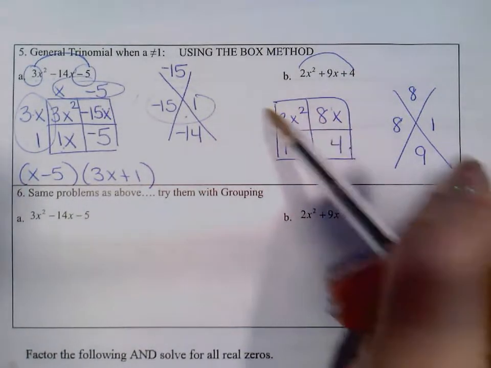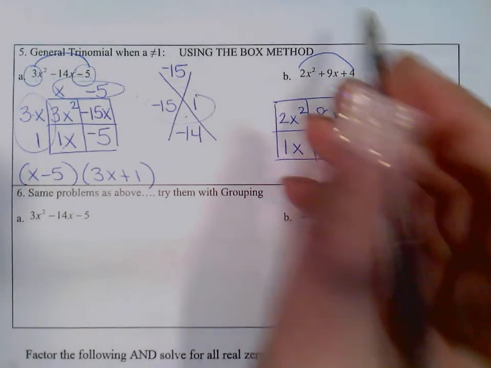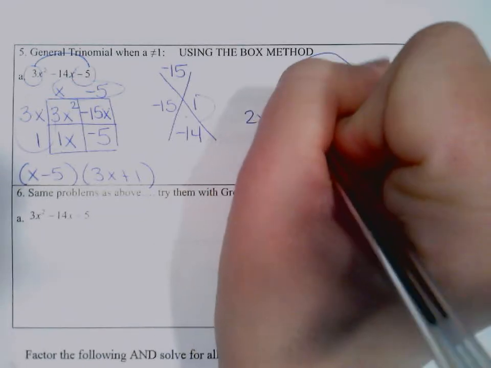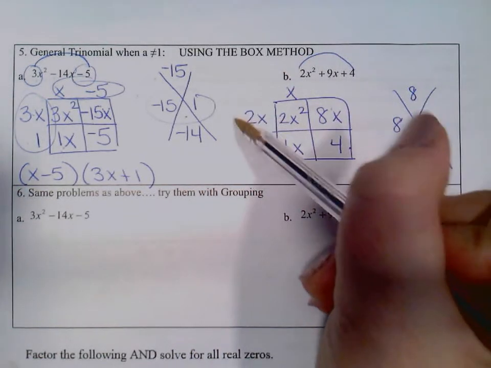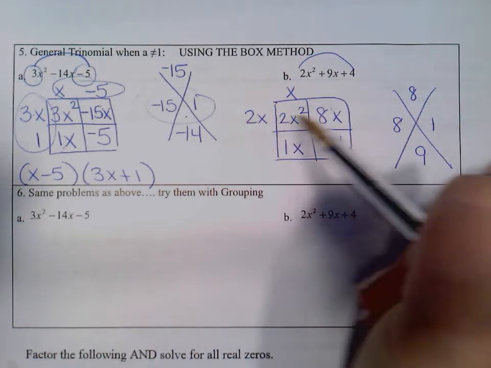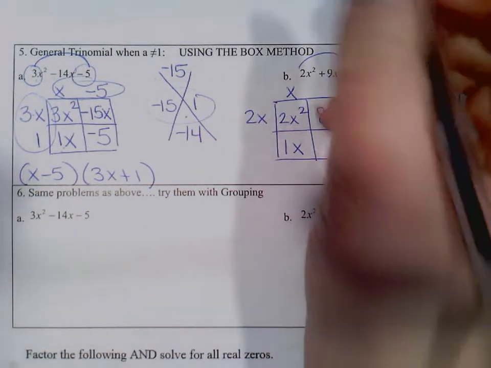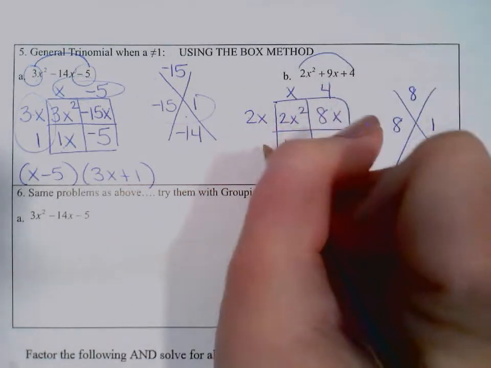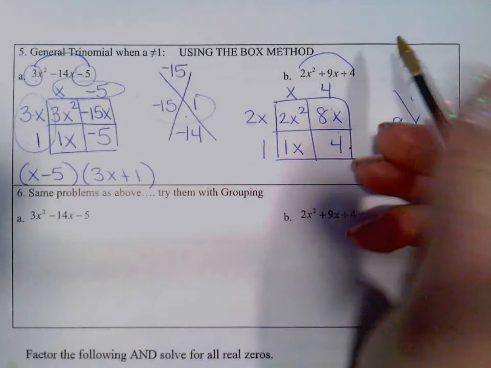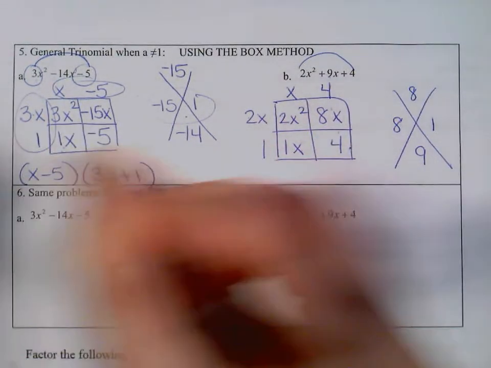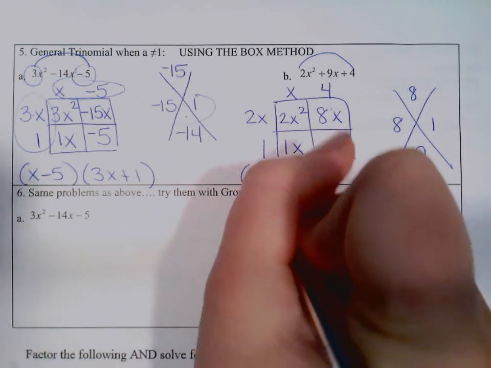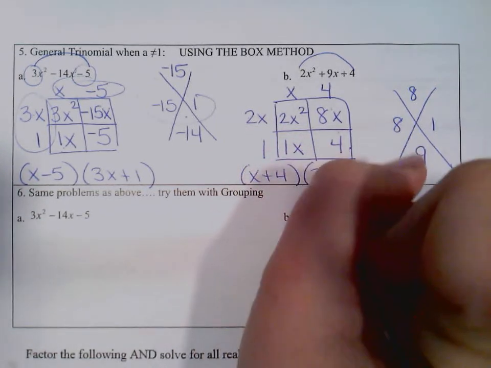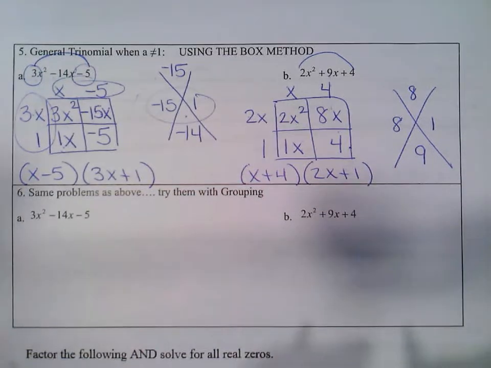So now I need to get 2x squared. So 2x times x. See how I strategically put 2x in this row so I can get 8x over here? I'm going to put a 4 here because 2x times 4 is 8x. x times 1 is 1x. And 4 times 1 is 4. So I know that it worked out. So my answer is x plus 4 times 2x plus 1.